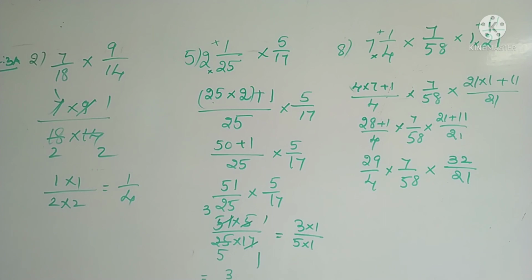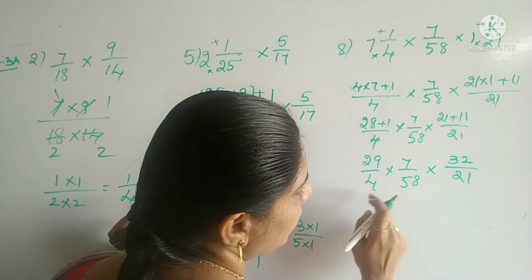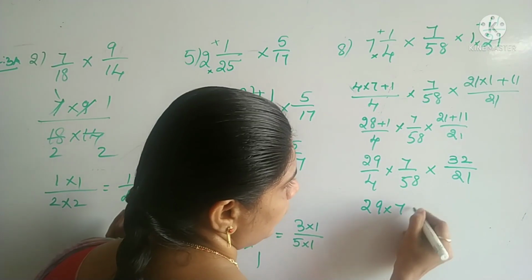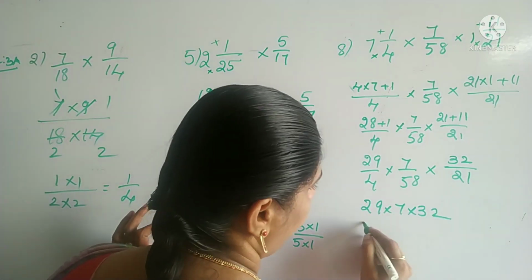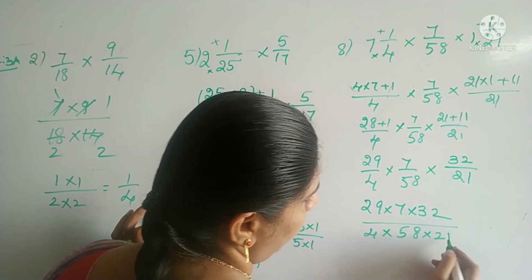How to do this product of fractions? Just you have to multiply all the numerators. So you have to do the product of numerators and product of denominators. So write down product of numerators here, 29 into 7 into 32 divided by 4 into 58 into 21.